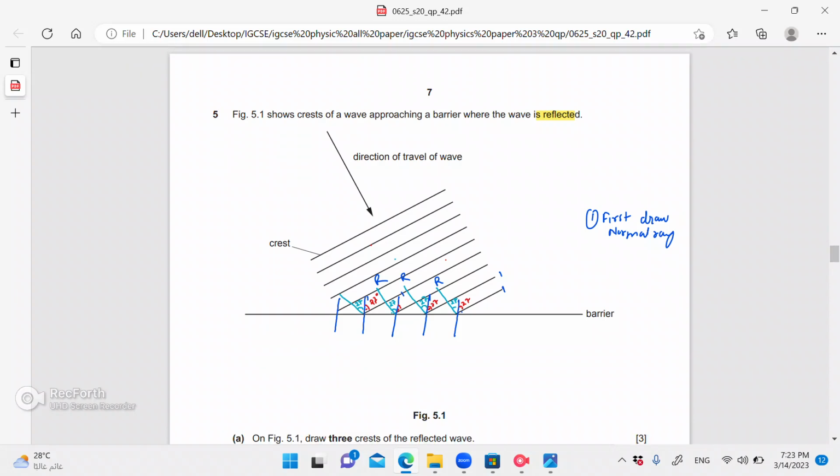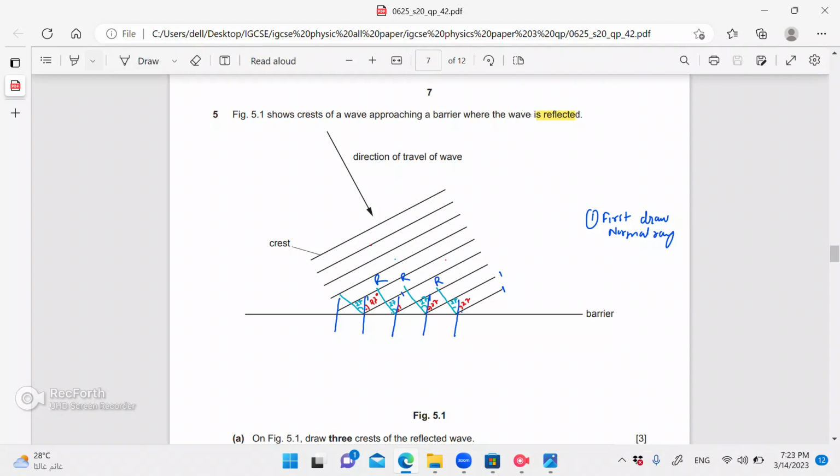So see here, there is one more question. You should read the question carefully. This is a May June 20 question, paper 4-2, question number 5. It shows a crest of a wave approaching a barrier where the wave is reflected. They are asking about reflection, not refraction. So you see, this is the barrier. So when it is reflected, you can say this one is reflected. So you will draw the normal ray like this, and you will draw the reflected ray.